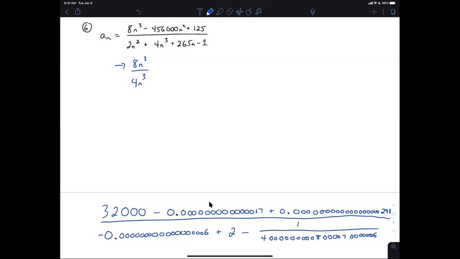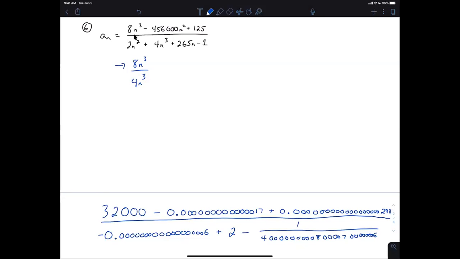Does that make sense? Like 32,000 is clearly so much bigger than this. It's obviously 32,000 on the top. Here, 8n to the third is even more of a ridiculous comparison to this one than it is down here. 8n to the third is infinitely larger than n squared. And 456,000 is laughably small. Does that make sense? That is weird to think about, but does everybody understand that idea?